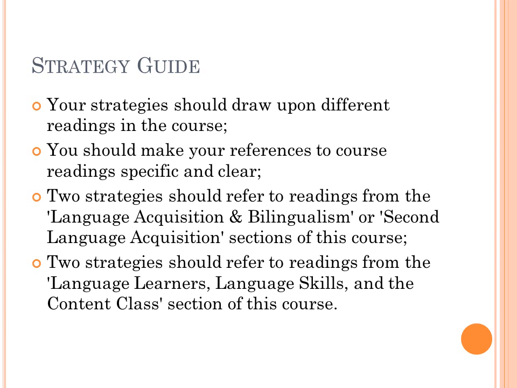2 strategies should refer to readings from the language acquisition and bilingualism or second language acquisition sections of the course. So I've divided the course into 3 major sections. The first 2 sections make up about half of the course, and 2 of your strategies should come from that half of the course. 2 of the strategies should refer to readings from the language learners, language skills, and the content class section of the course. Again, that's the 3rd section of the course. It's the biggest section of the course, and 2 of your strategies should come from there.